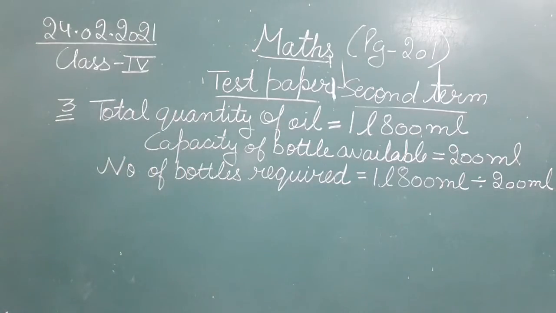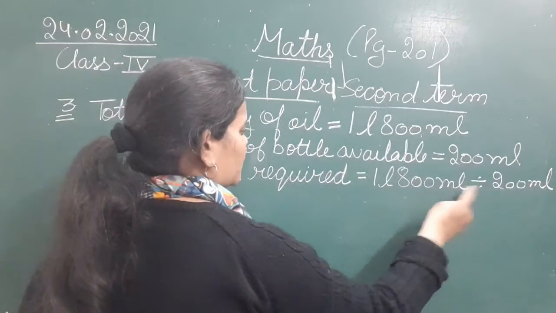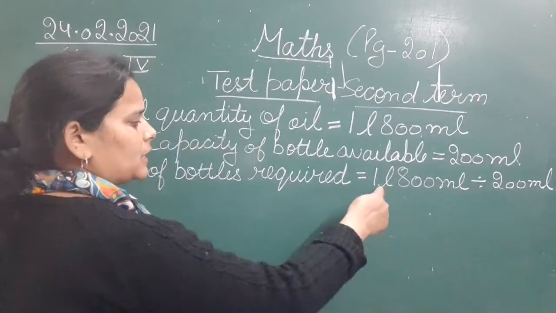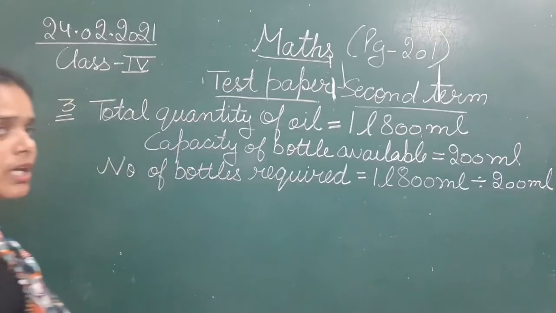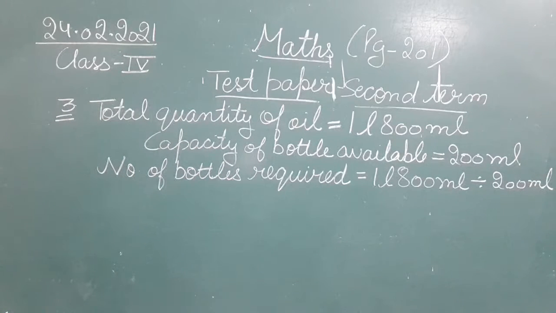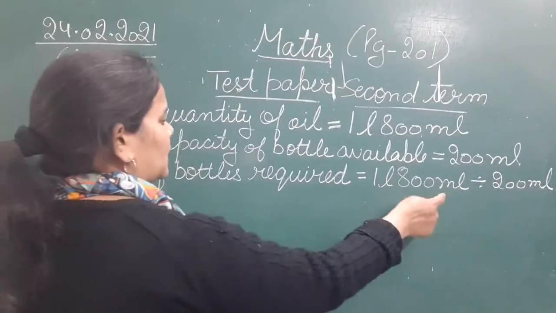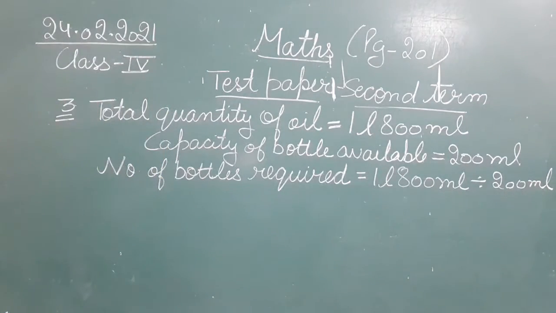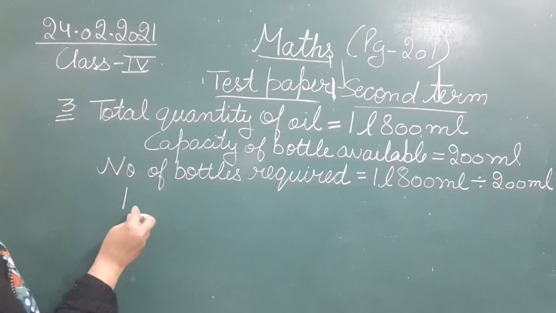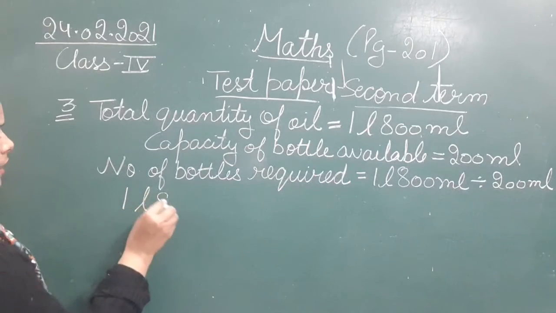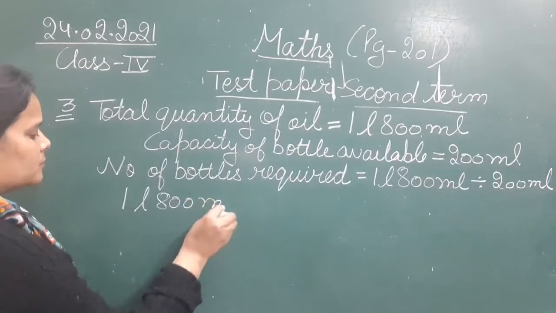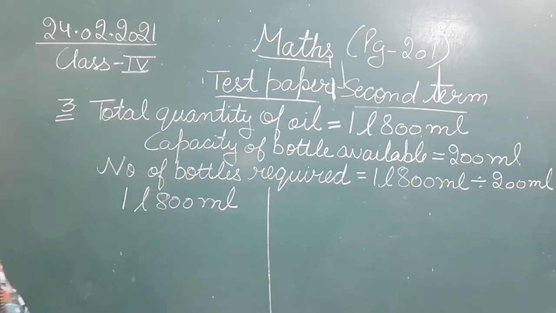Then we can easily calculate the number of 200 ml bottles required to fill this much quantity of oil, that is 1 liter and 800 milliliter. But here as we can see, this is in liter and milliliter, whereas this is only in milliliter. तो ये हमारे पास लीटर और मिलीलीटर में है और हमें डिवाइड किससे करना है, that is only in milliliter. So first of all we need to convert this liter and milliliter into milliliter. So first of all we will do the conversion: we will convert 1 liter 800 milliliter.